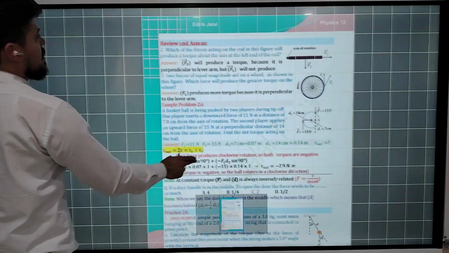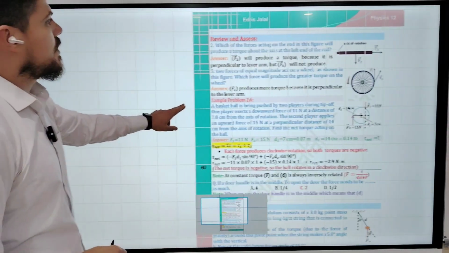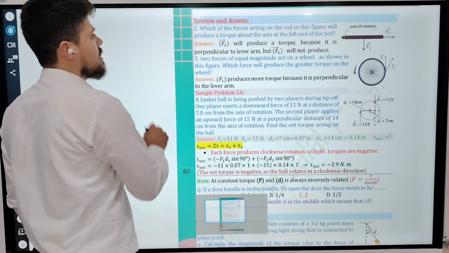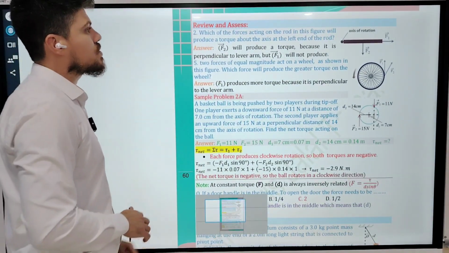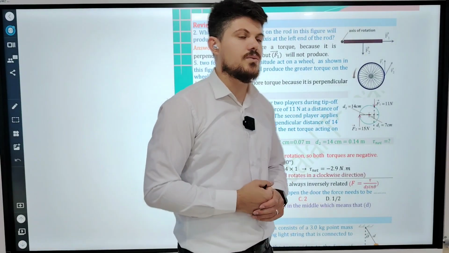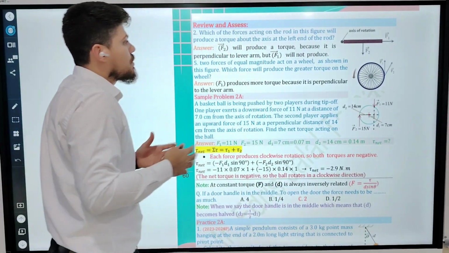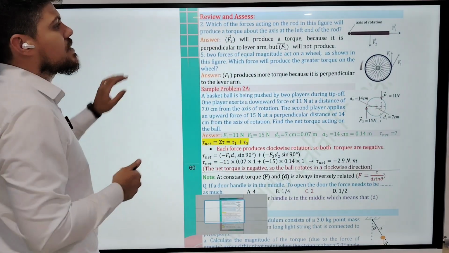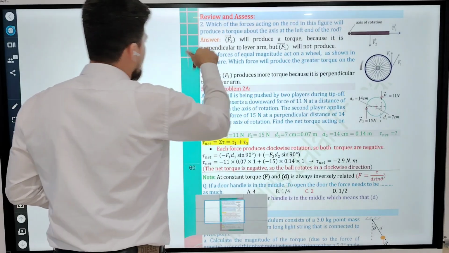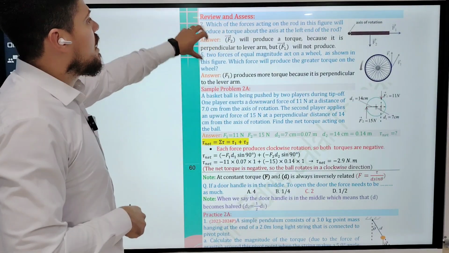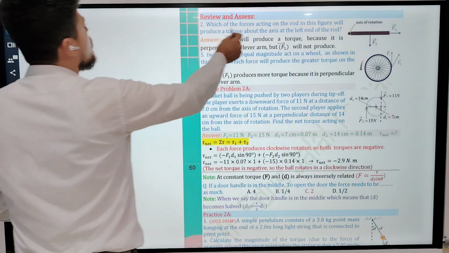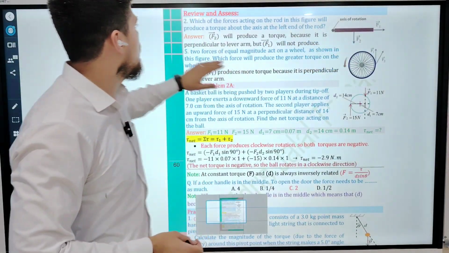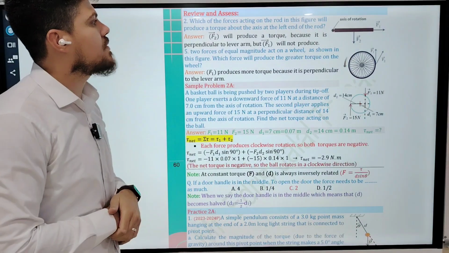Here we have some questions from the chapter review. Look at question 2. Question 2 in the chapter review is related to this section. As you know, I'm going to solve all the questions of the chapter review. So when we finish this chapter, we will have already solved all the questions of the chapter review and the section review. Because this question relates to this section, I solve it here. Which of the forces acting on the rod in this figure produce a torque about the axis at the left end of the rod?